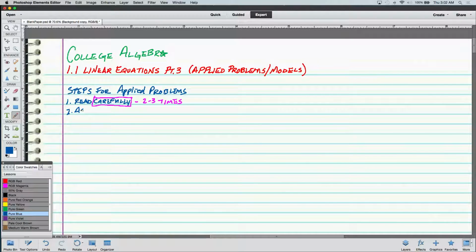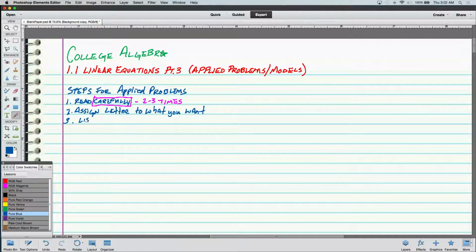Step 2, assign a letter to what you're looking for. Now this could be X, this could be A, this could be B, this could be any letter that you want. It doesn't really matter as long as you assign some variable to what you're looking for.